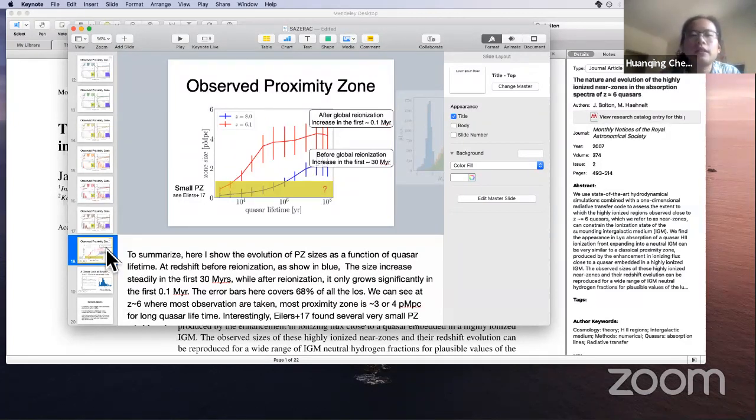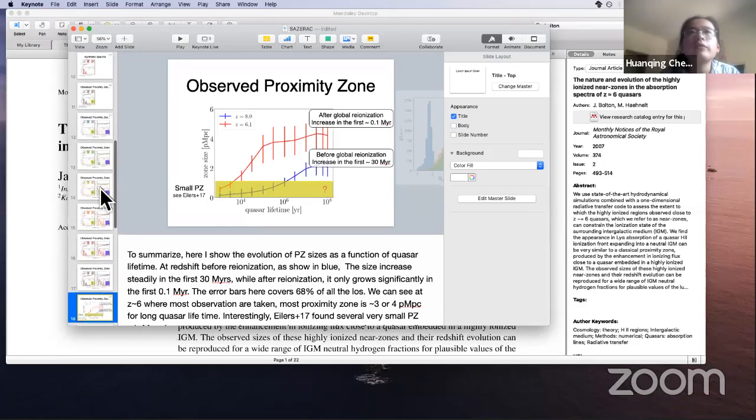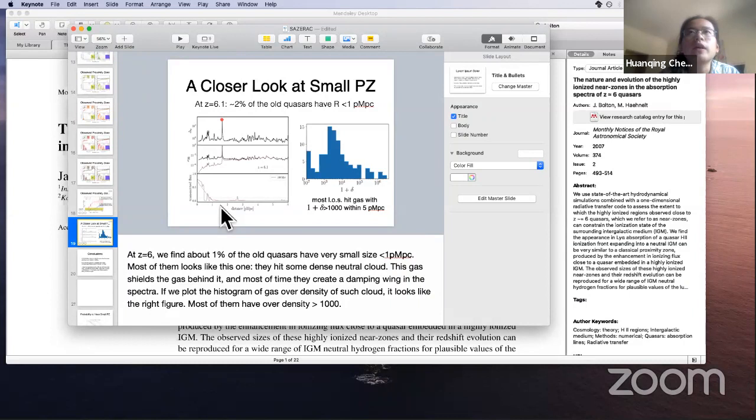Yeah, thanks. Okay, and then a question from Enrico Garaldi, who asks, is the dense gas associated with the quasar host, something like a merger? No, these are very far away from the quasar. So here it is already at more than 1 physical megaparsec, which is not possibly associated with the quasar host.